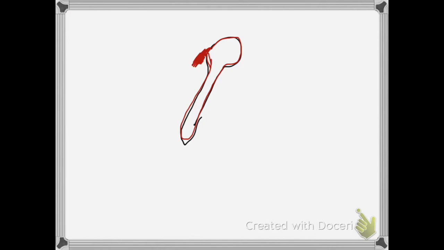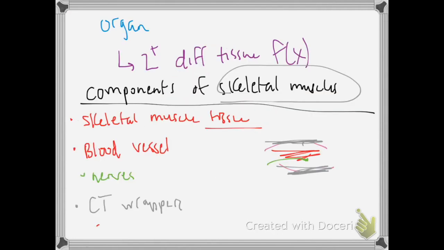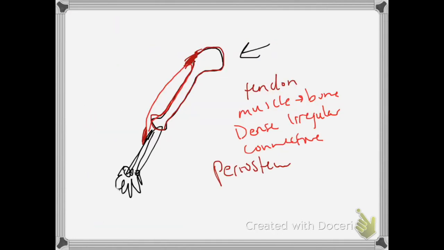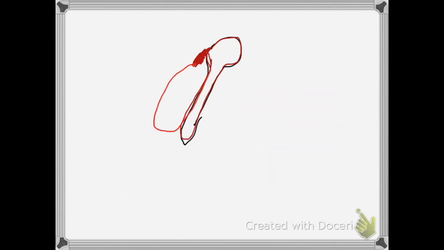But we want to draw this muscle. And remember back here, we said that we have these connective tissue wrappers. So this dense irregular connective tissue extending off a bone, extending off this periosteum, is going to become this attachment called a tendon. And then that dense irregular connective tissue is going to keep extending, and then it's going to surround this whole muscle. So let's look at a few different things. Let me get a new picture up.